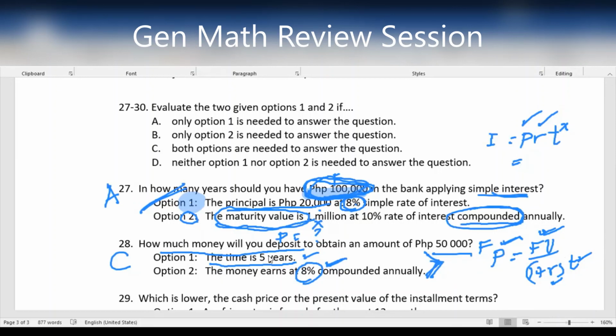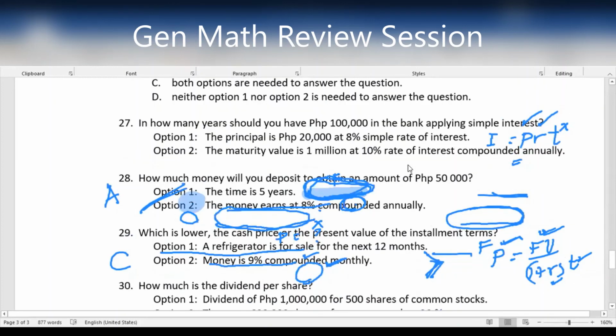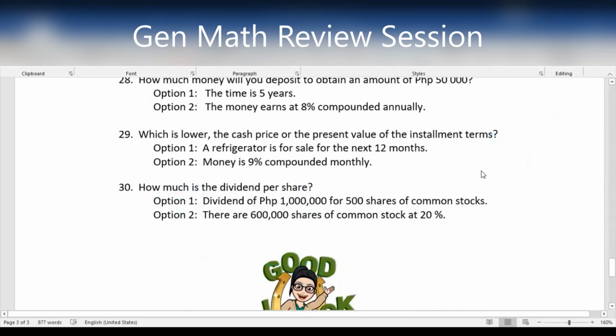Okay, last. I think last na tayo. Number ano na tayo? 27, 28, 29. 29 na. 29, 30 na tayo. Last two. Which is lower, the cash price or the present value of the installment terms? So you have to compare daw. Kung cash price ba or you have to pay the present value of the installment. A refrigerator is for sale for the next 12 months. Money is 9% compounded monthly.